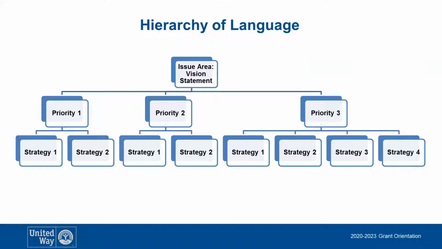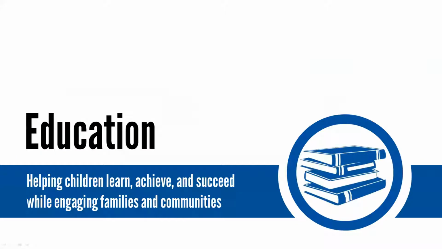So as you are writing your narrative application, what you want to do is draw a thread from your program to the strategy or strategies that you're addressing, to the priority, and then back to the vision statement. And again, we've created documents to help you do this, but if you don't draw this correlation, your application will not receive as many points as possible.